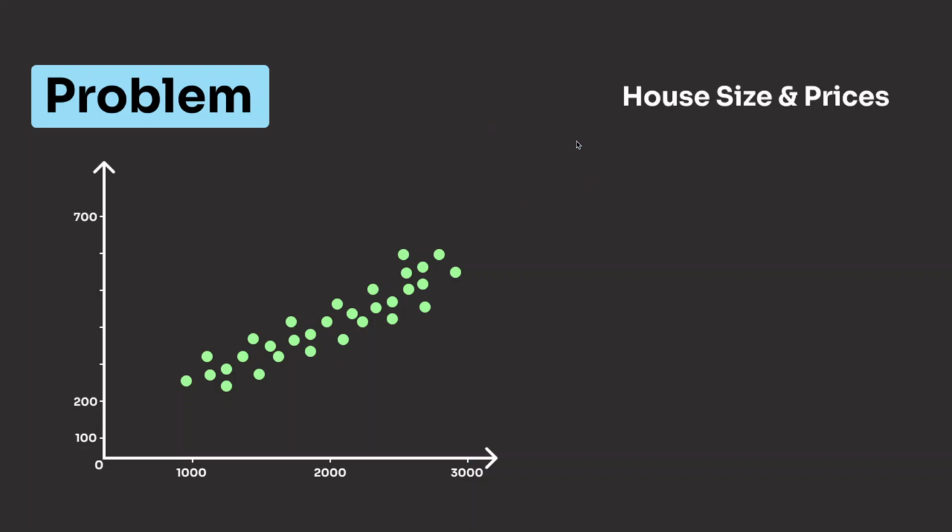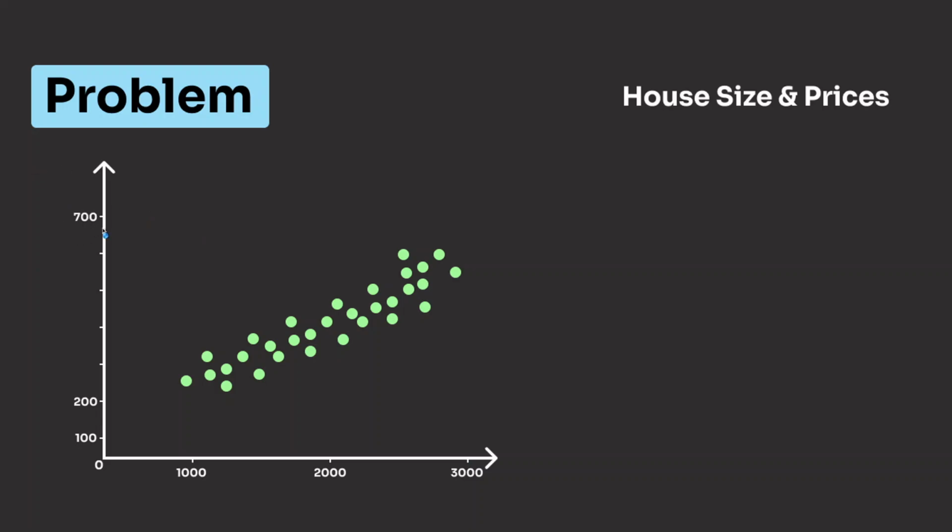Here we have house sizes and prices for each of these houses. So this is the house size on the x-axis and on the y-axis is the price. If you look carefully, a house that's 1,000 square feet is about $250,000. So the price is in thousands of dollars. And the larger the house gets, the larger the price gets. Right now in our data, we have a maximum of 700,000.